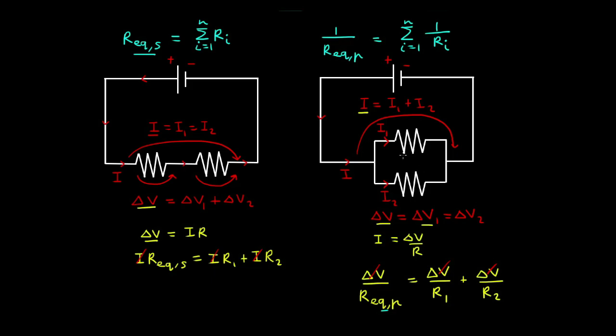Now, because the resistors are connected in parallel, the number of paths available for the charges to flow increases, and therefore the equivalent resistance of the group of resistors decreases. And we'll see that in example problems.